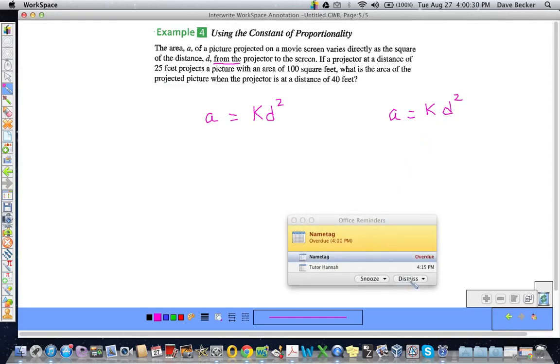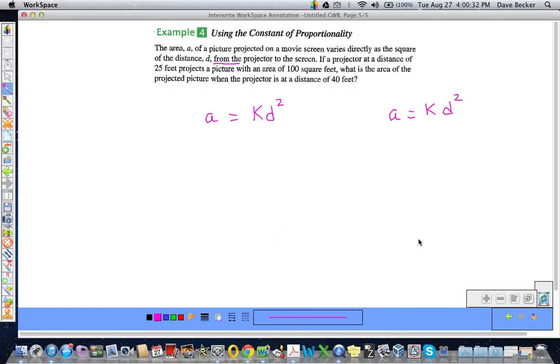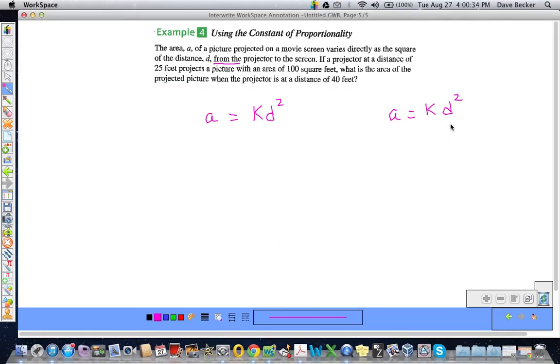Okay. And I know the distance. So, we're going to dismiss that. Sorry about that. Okay. So I know the distance. That's 40. So I can replace that D with 40. And I'm looking for the area. It's asking me what is the area. So I'm looking for A.